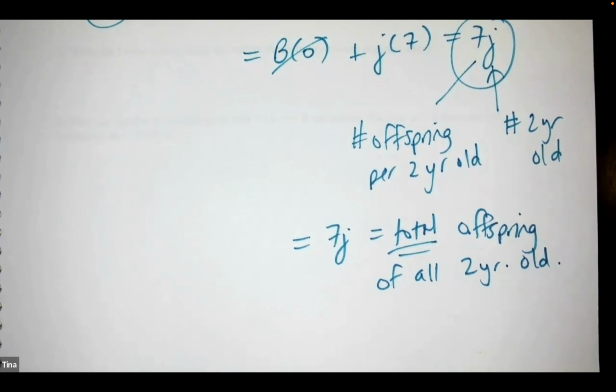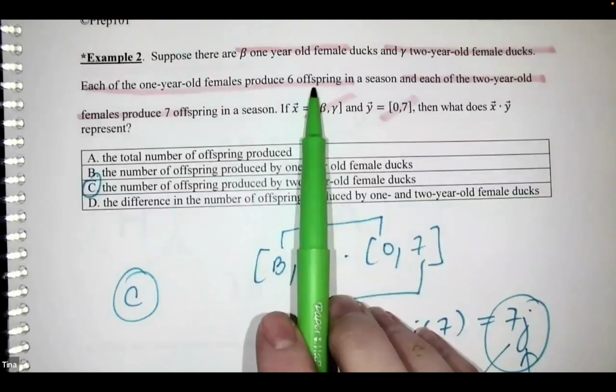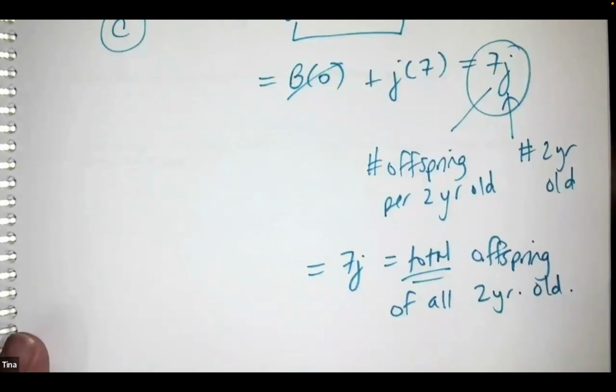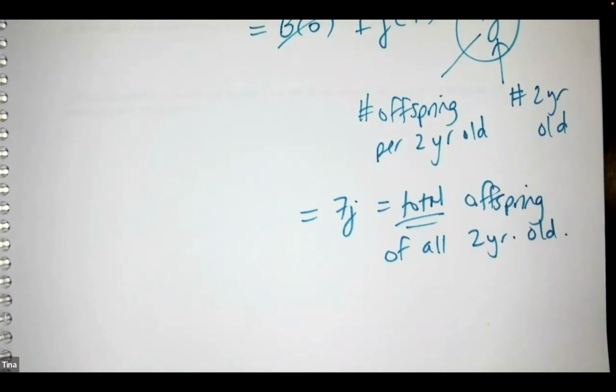So if we wanted the total offspring of all the ducks, then we would have 6 for each 1-year-old female. So it'd be like 6 beta plus 7 gamma would be our total of both 1 and 2-year-olds.